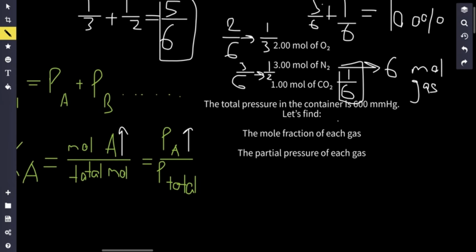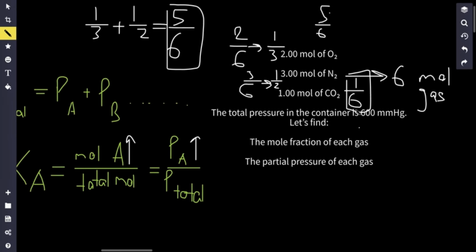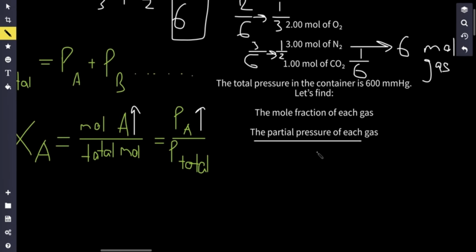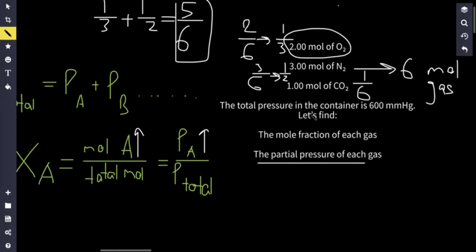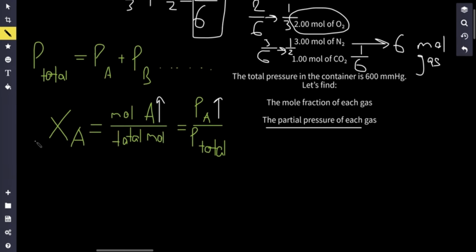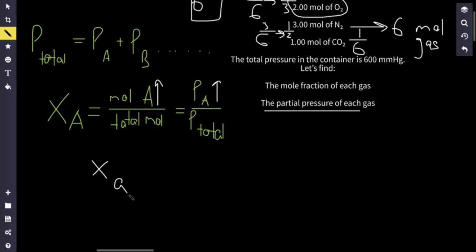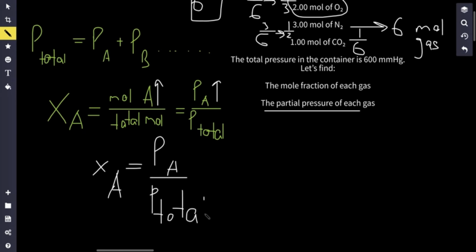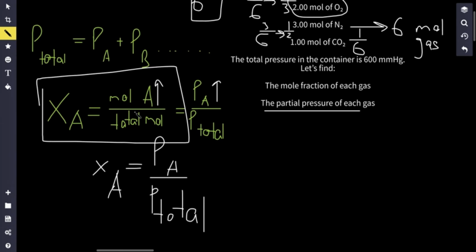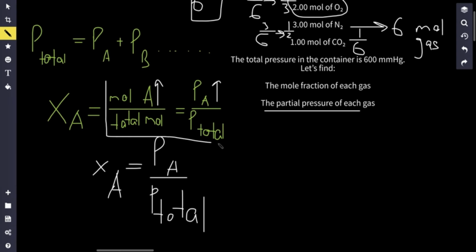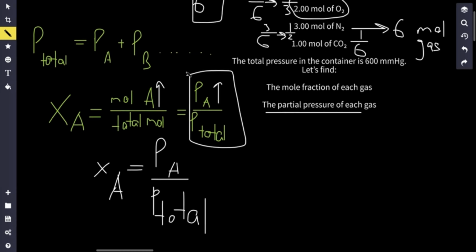All right. Now, let's find out the partial pressure for each gas. Let's find the partial pressure for O2. In this case, you can use the equation that the mole fraction is equal to the pressure of A over the total pressure. Because remember, the mole fraction is equal to the moles of A over the total amount of moles, and the moles of A over the total amount of moles is equal to this. So therefore, this has to be equal to this. All of these are equal to each other.